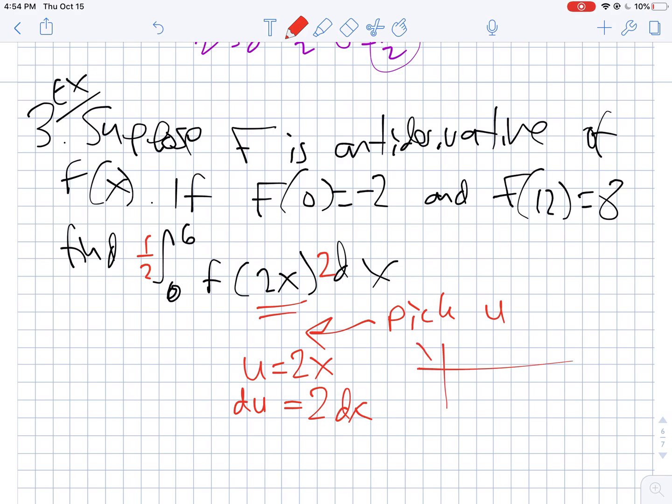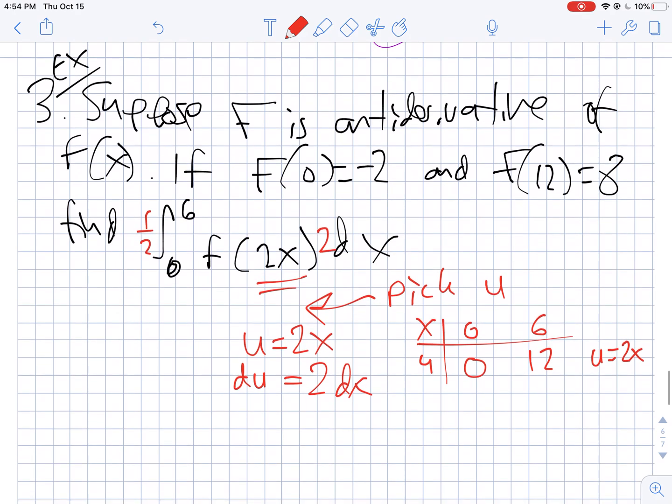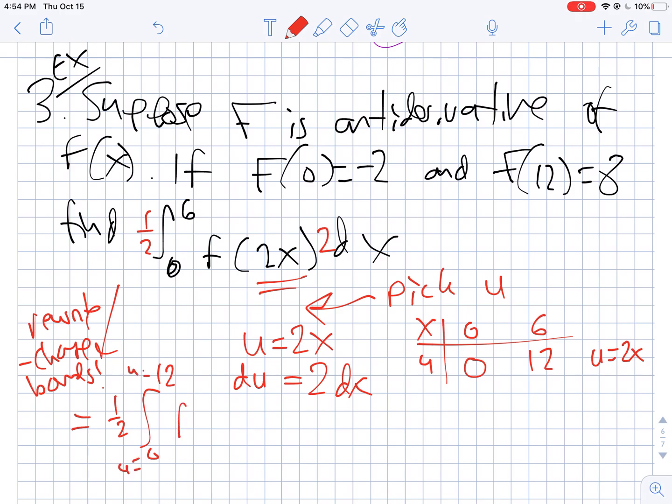But I also need to change the bounds. Right, so x is going from 0 to 6. I know my equation that u equals 2 times x. 2 times 0 is 0. 2 times 6 is 12. So now we rewrite this all in terms of u and include the bounds. If you don't change the bounds, you're going to be in trouble on this. Okay, so when I change the bounds, this becomes 1/2 integral 0 to 12. And again, those bounds are u equals 0 now. F of u du.